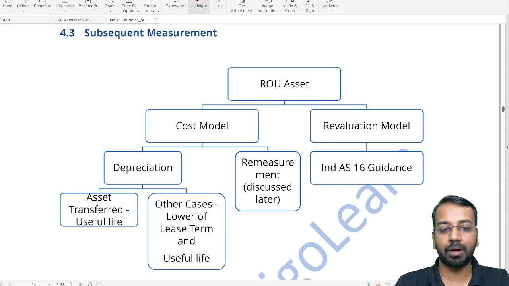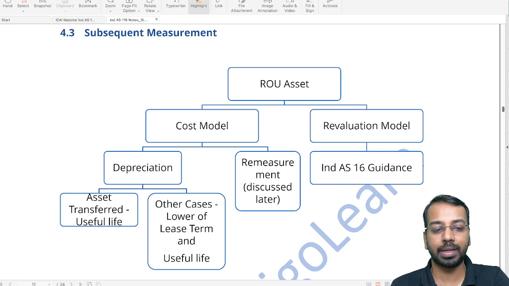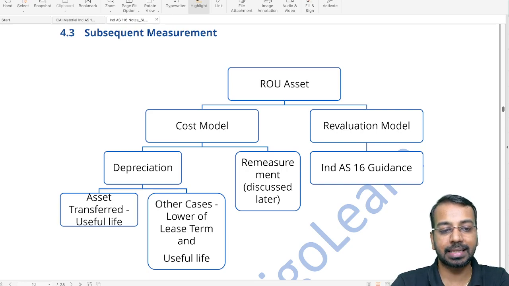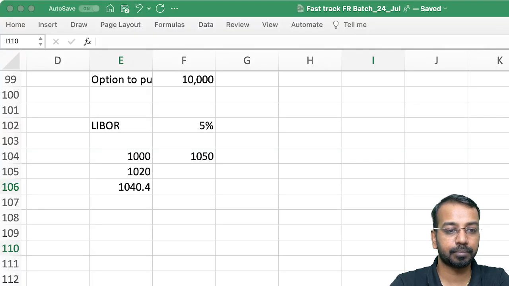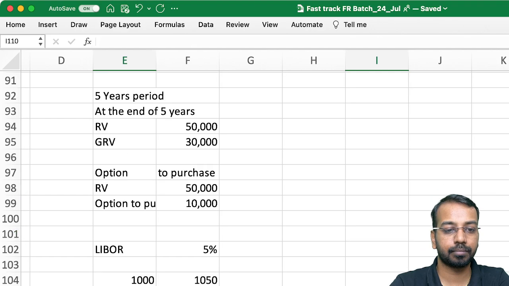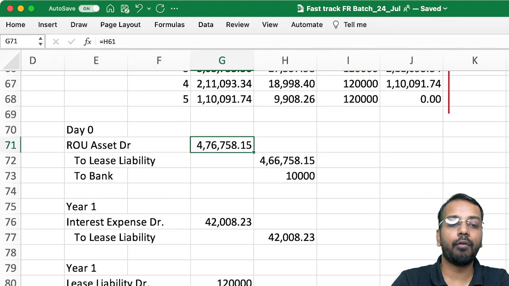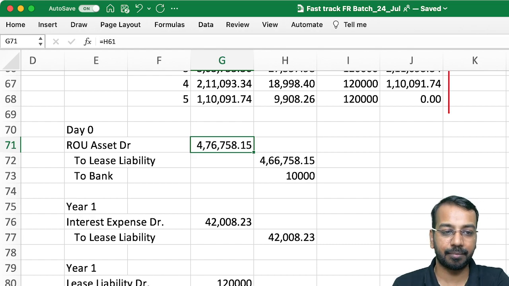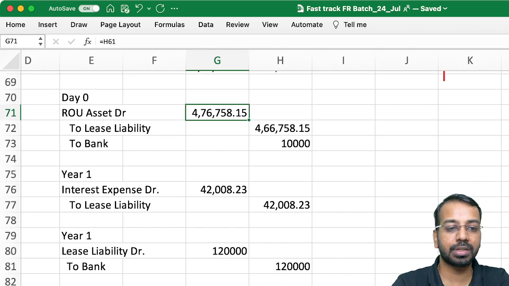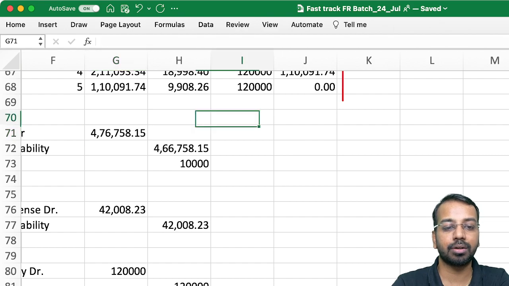Now with this we complete how we calculate the ROU asset and lease liability, and then subsequent measurement. Now how do we subsequently measure the ROU asset? If we come back to our example, here we said the right of use asset is 476,758. Now this ROU asset of 476,758, we will amortize over what period?